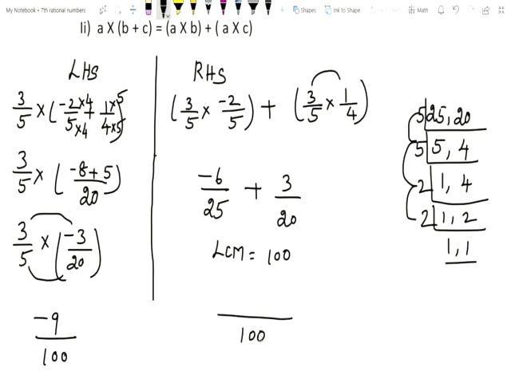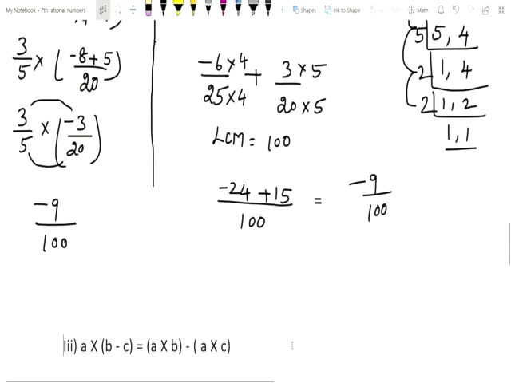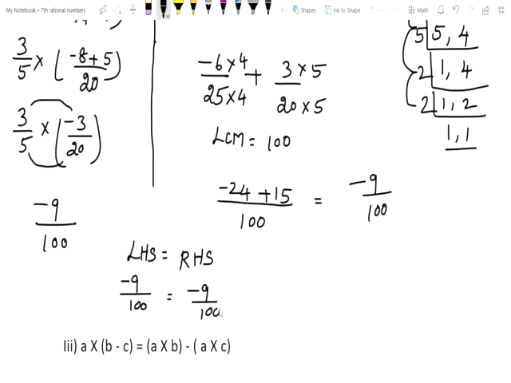The common denominator is 100. Here 4 times. If you multiply this, you will get 100. Here 5 times. So minus 24 plus 15. So what you will get, children? Minus 24 plus 15, you get minus 9 by 100. So now LHS equals RHS. Minus 9 by 100 equals minus 9 by 100. So hence proved.